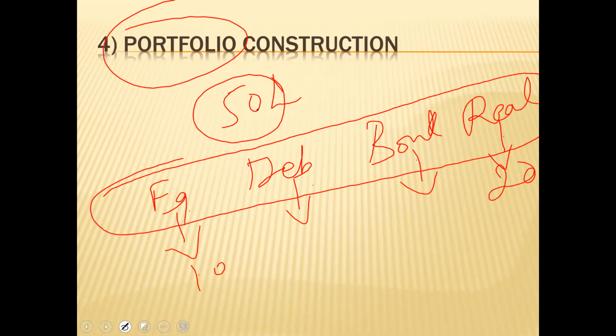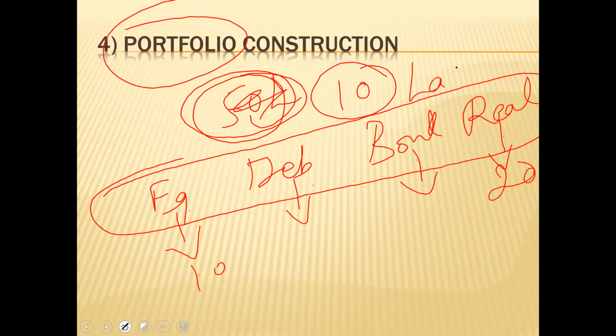Now, the portfolio is constructed in such a manner to meet the investor's goals and objectives. Your portfolio is purely based on investment goals or objectives. Take for example, what is the purpose of investment? Take for example, your investment objective is your daughter's marriage. You have 10 lakh rupees, okay?